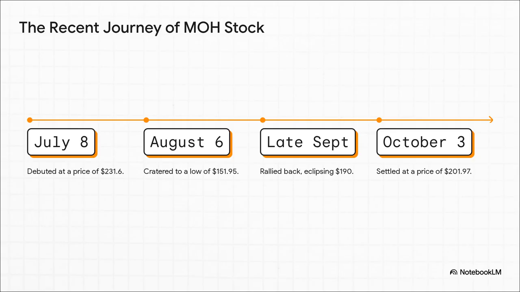In early July, it's trading at over 231 bucks. Barely a month later, it completely craters, falling all the way to under 152. Then, you see this rally all the way back up to over 200 by early October. This is the kind of chaotic price action that makes analysts pull out their toolkits to try and figure out what on earth might happen next.